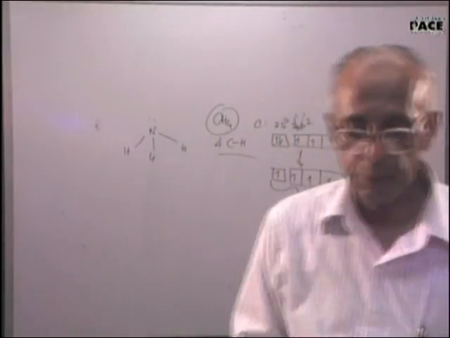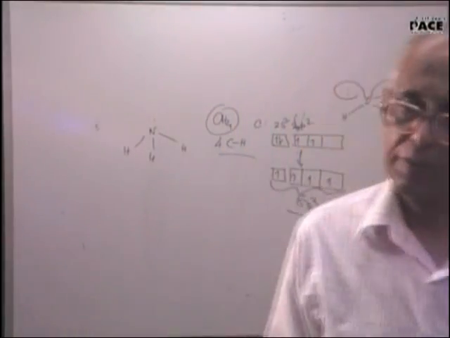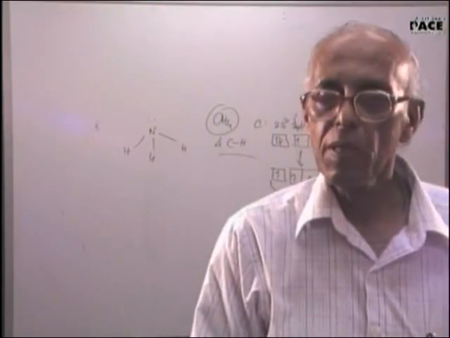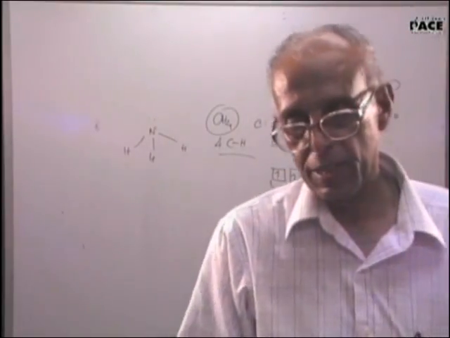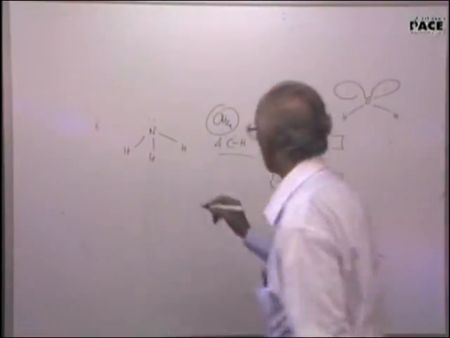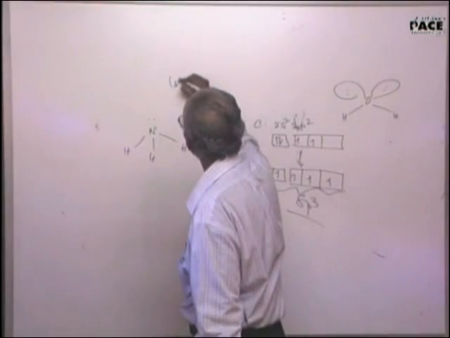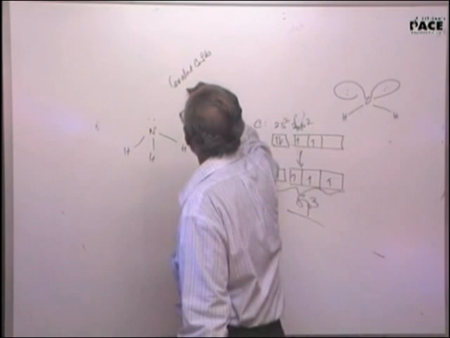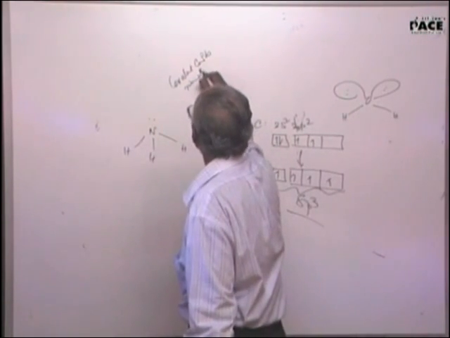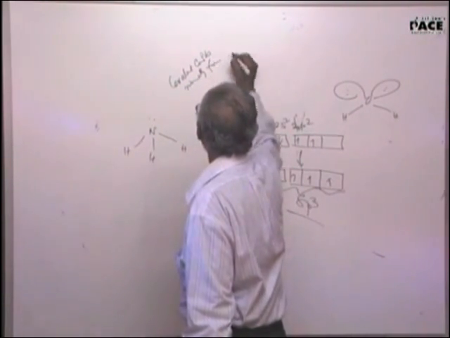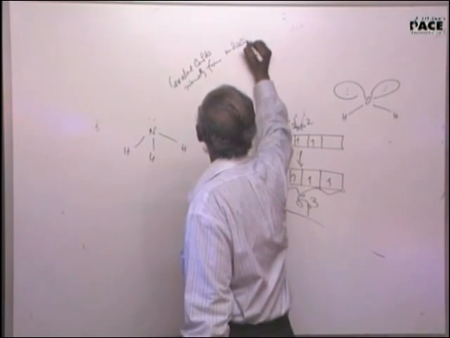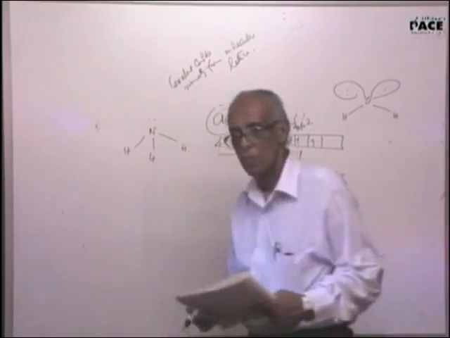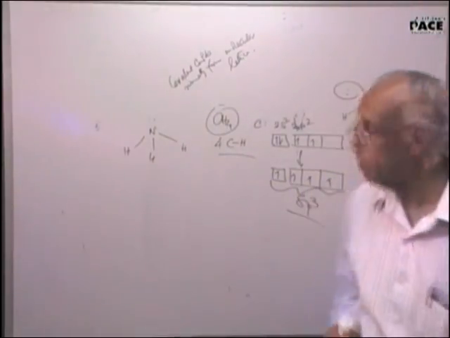Now, what is the difference between a coordinate bond and a covalent bond? Covalent bonds generally share equally. They form molecular, covalent compounds. Normally they form a molecular lattice. They are insoluble in water.